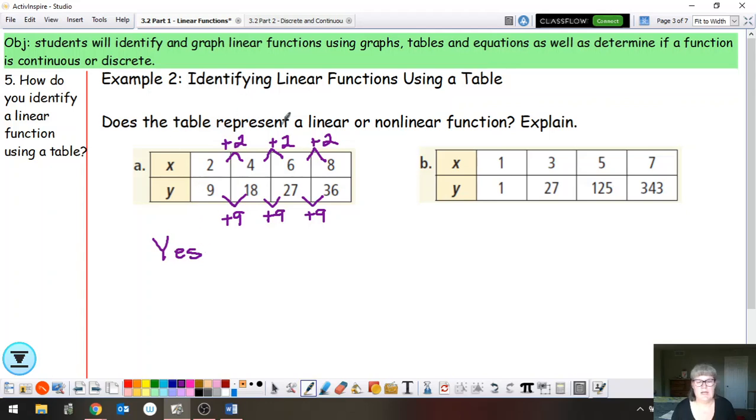Or I guess it's not asking if it's a linear function, it's asking if it's linear or nonlinear. So we would say this is linear because there is a constant rate of change.